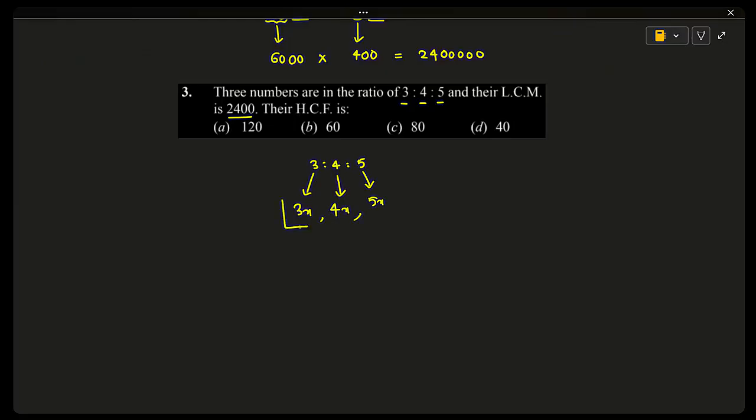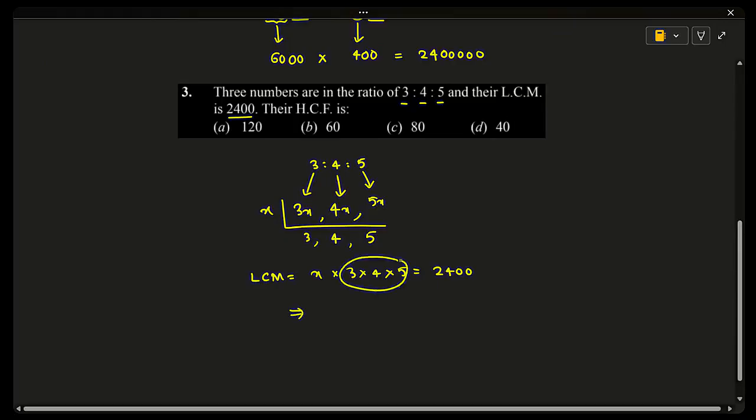Let us find the LCM. All are divisible by x, so if you divide by x, you get 3, 4, 5. This is the common division method, and no common factor is left, so we can stop. The LCM is going to be the product of this: x into 3 into 4 into 5. It is the LCM, and according to the question they said 2400. Now we can find the value of x from this. Transpose 3, 4, 5 to the right side. Multiplication becomes division. So x is equal to 2400 divided by 3 into 4 into 5.